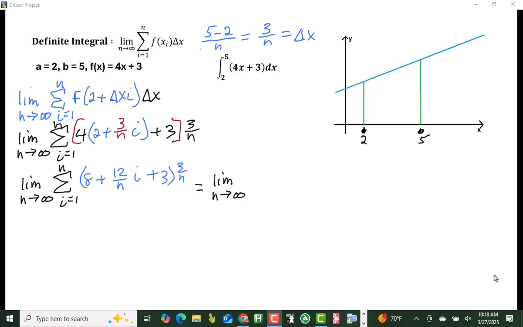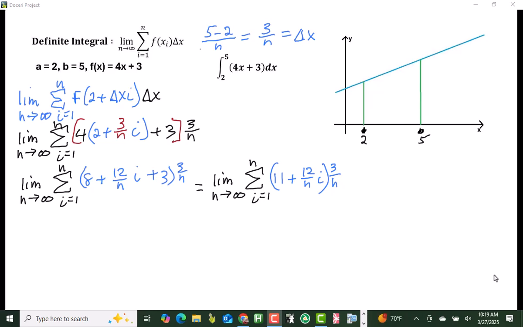Equals the limit as n goes to infinity. I added the 3 and 8 together. We're taking this step at a time. And I put in a bunch of steps so that you can see what's going on. Have I made a mistake yet? Always double check me.